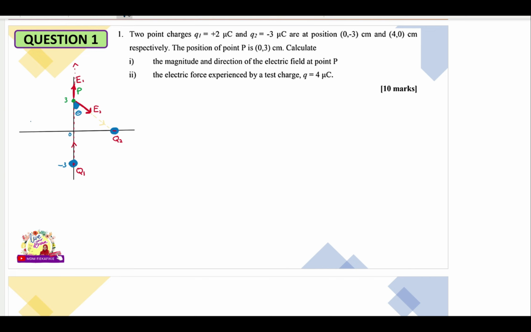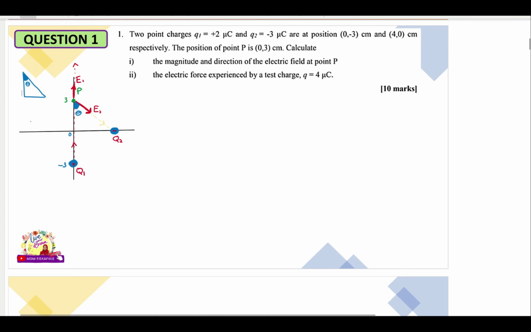Okay, theta. Alright, so how to determine the angle? So let's draw, okay, the triangle. Alright, so this is the angle that we want to draw here. Okay, so we want to calculate that angle.